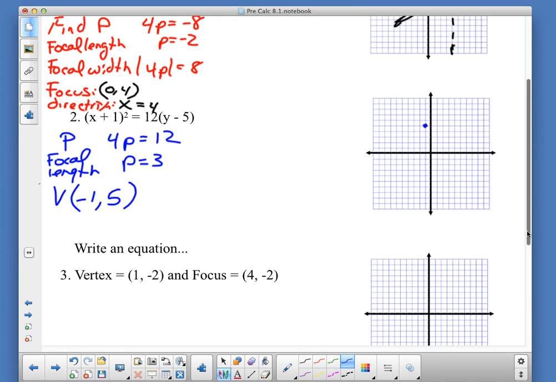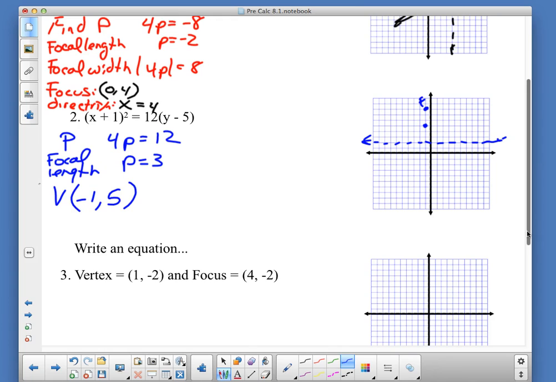And I've got my p is 3, and it's a +3, so it opens up, 1, 2, 3. That's my focus. My directrix is 3 back, 1, 2, 3. Are you okay with the focus and directrix being on opposite sides of the vertex itself? Those are the things that are always consistent, so I don't memorize it, that's just what I do with the parabolas. I group everything that's there.